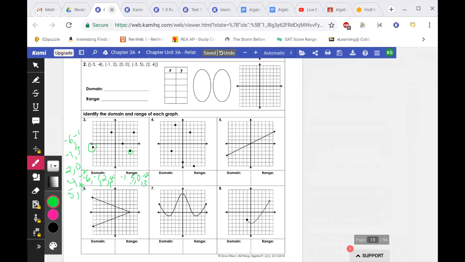Okay. So number 4 would be the exact same way. Do you want to work that one together, or are you good to do that one? You want me to move to the rest? You can move on. Okay.